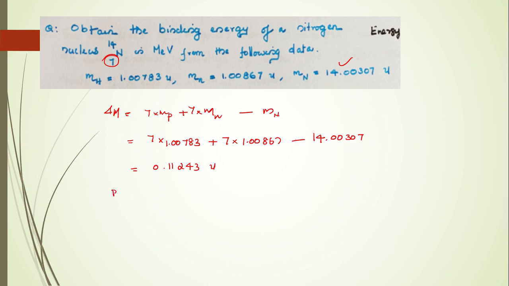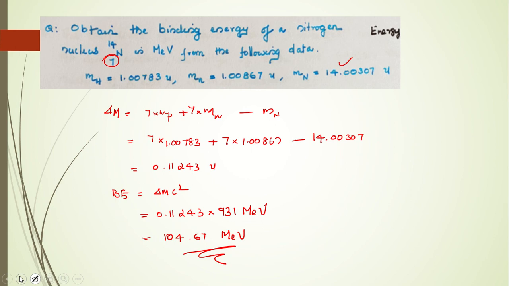So we can find the binding energy is equal to delta m into c square. That is equal to 0.11243 into 931 mega electron volt, and we get the value 104.67 MeV. So that is the very important concept.